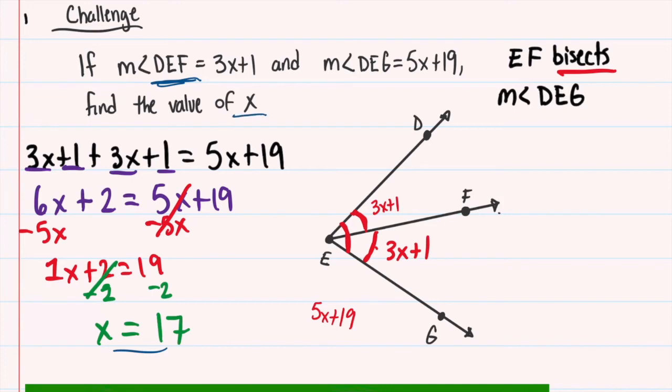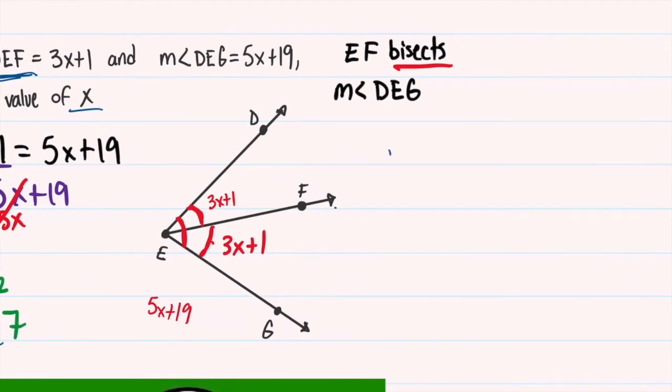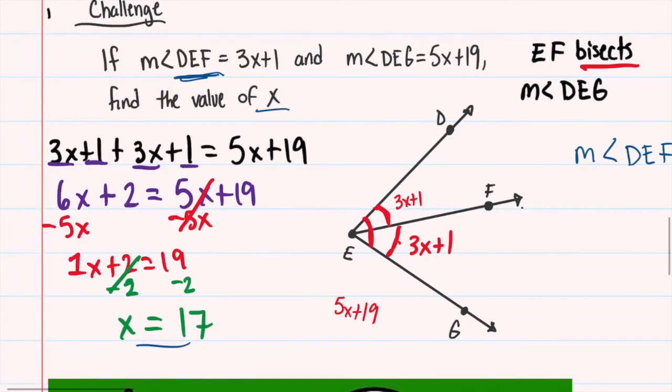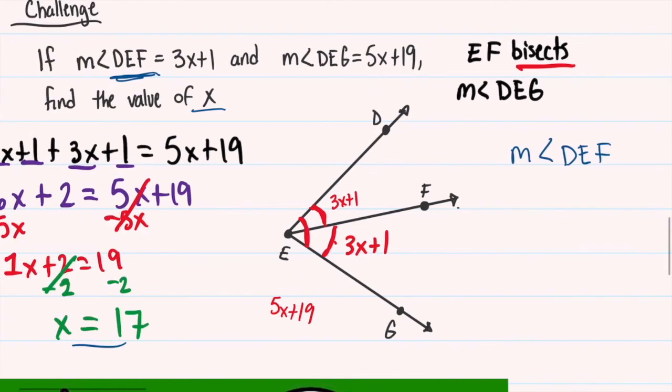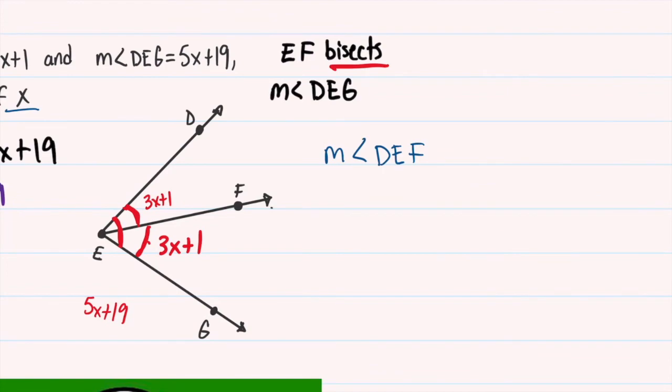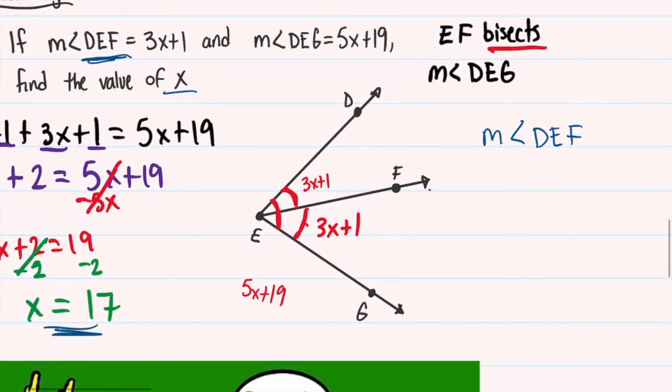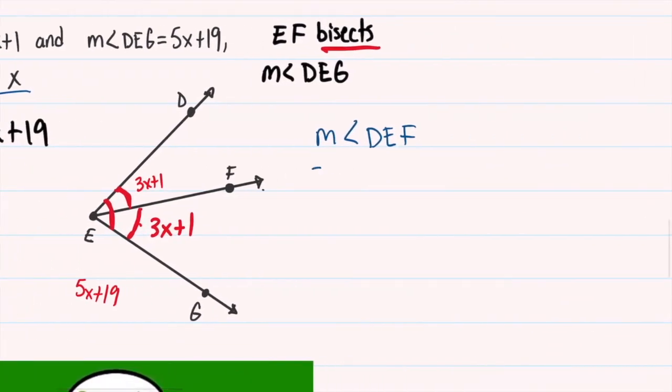However, what if the homework has said, hey, can you find measure angle DEF, which is this angle? Then you would have to go a step further. And if you just type in 17, you're going to get that wrong. So how do you find that angle? Basically, if you already know x equals 17, just plug it in. 3 parentheses. We know that's a 17, right? And that's a plus 1.